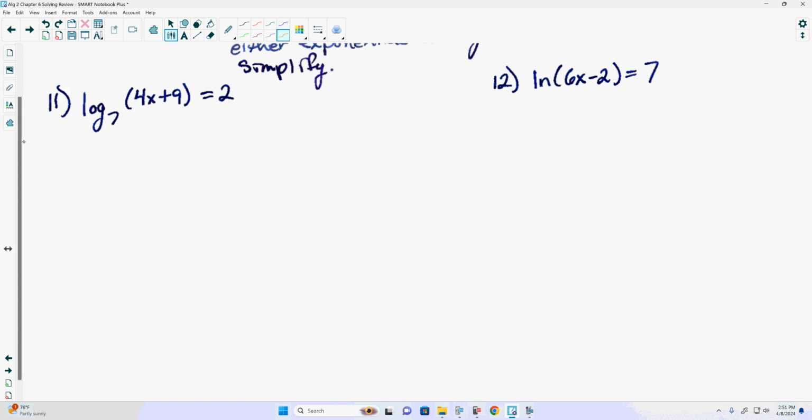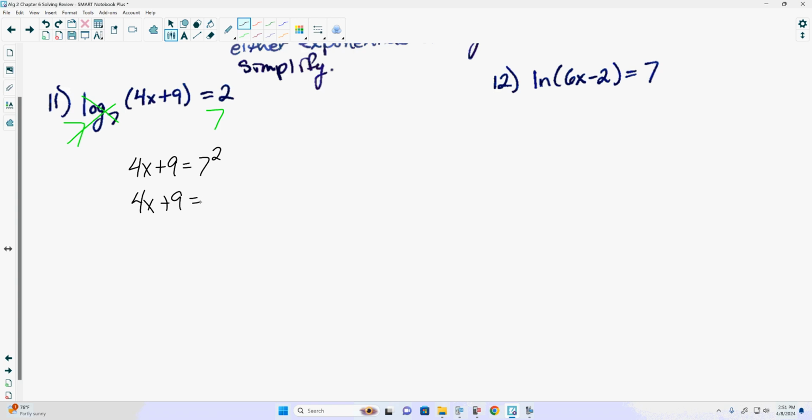Problem number 11, we want to solve this here. Now this time we started out as a logarithm, and we want to get rid of the log. So to do that, we put both sides to the base of 7. Because our 7 to the log base 7, these will cancel, telling us that 4x plus 9 is equal to 7 squared.